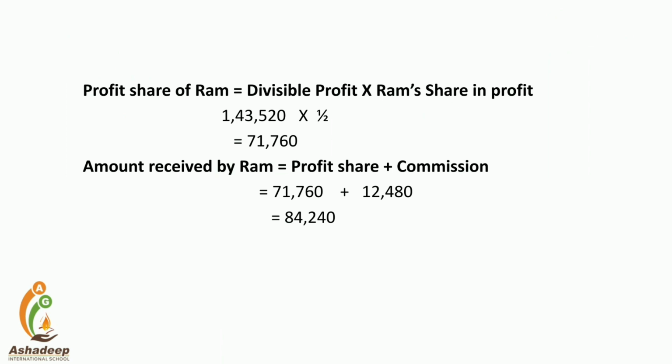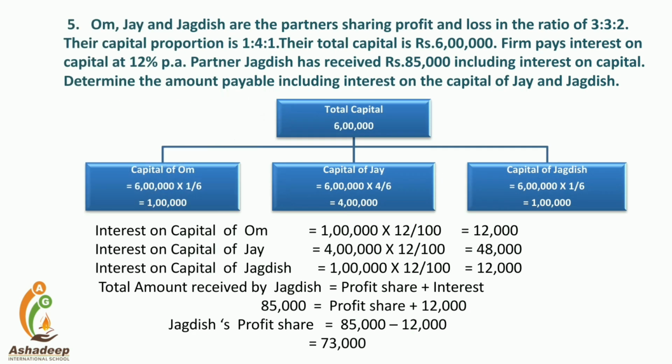So 1,43,520 multiplied by 1 upon 2, we get 71,760. Now we have both incomes of Ram, that is profit share and commission. We just have to add them. So profit share 71,760, commission 12,480. By adding these two we get 84,240. Okay, simple one. Now move on to the last question.